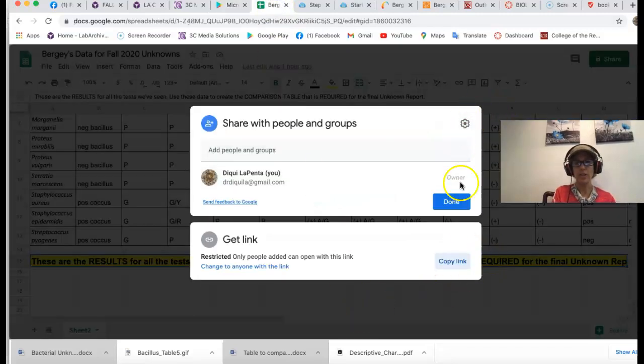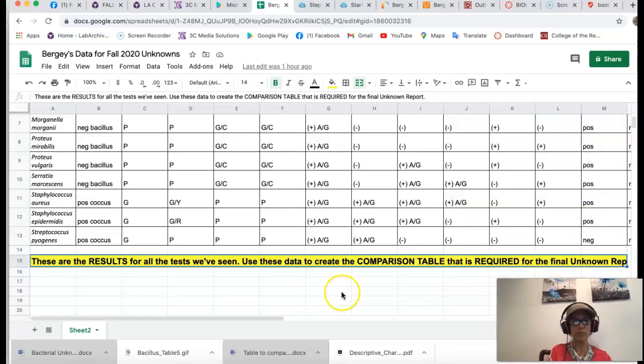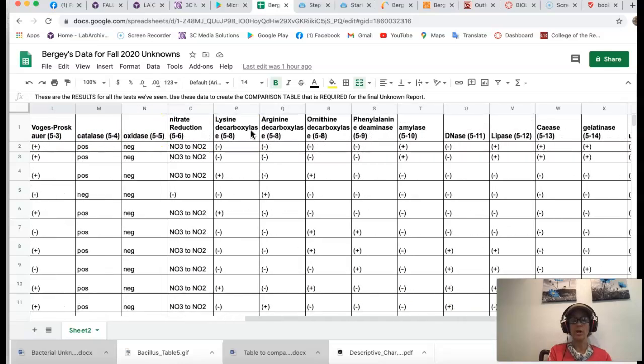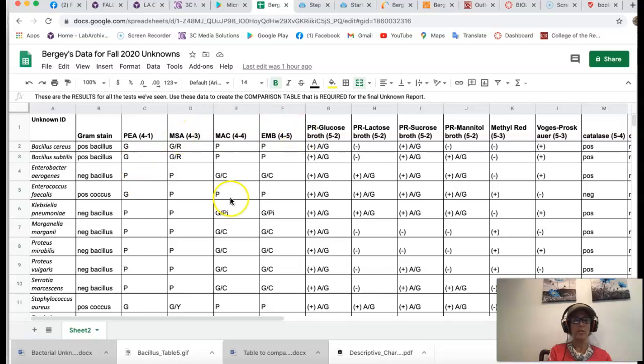I have provided a link in the lab archives, and it looks like this, where we have the alphabetized list of the 12 possible unknowns. I have the gram stain with the gram reaction first and the cellular morphology second. And then across the top are the names of all of the tests that we have done on our unknowns for this semester. I do have the exercise number, so that helps you find it. And I have the results listed with symbols.